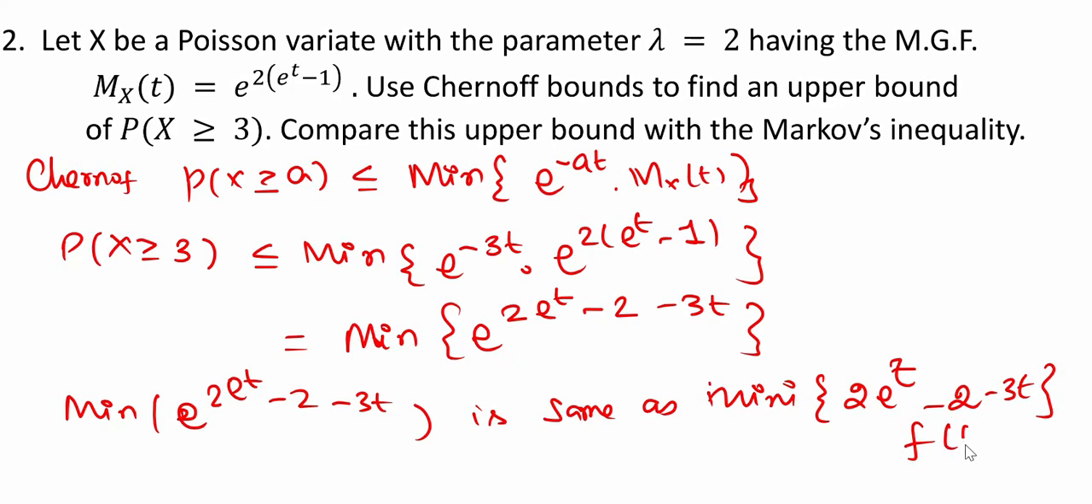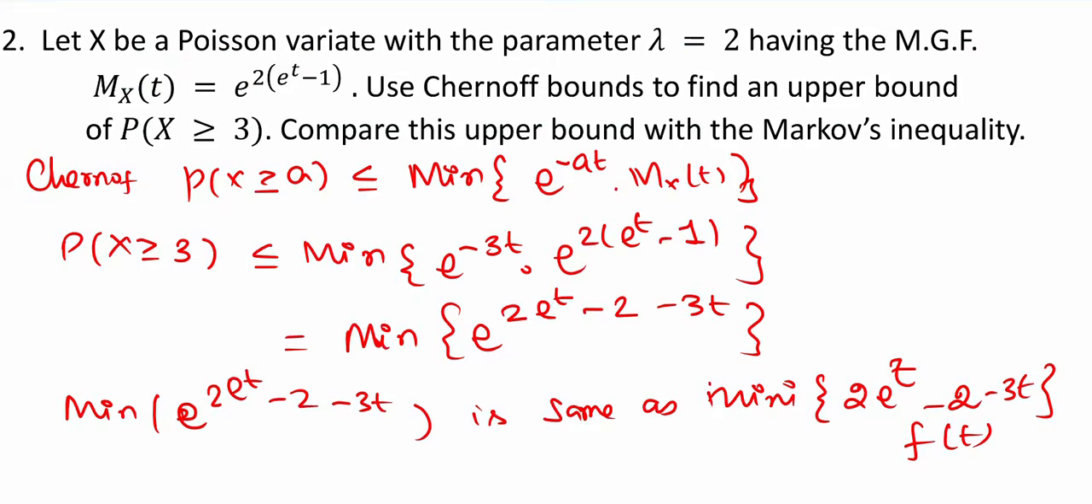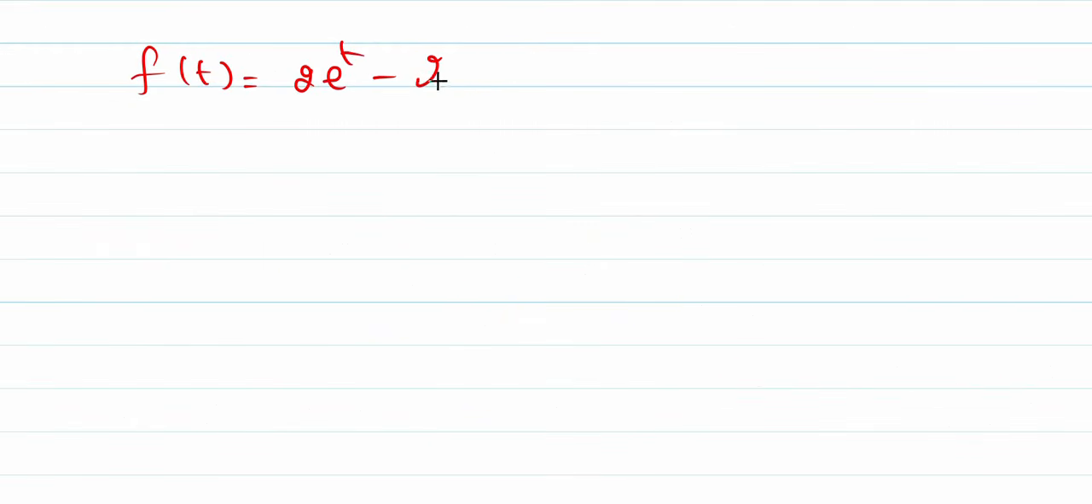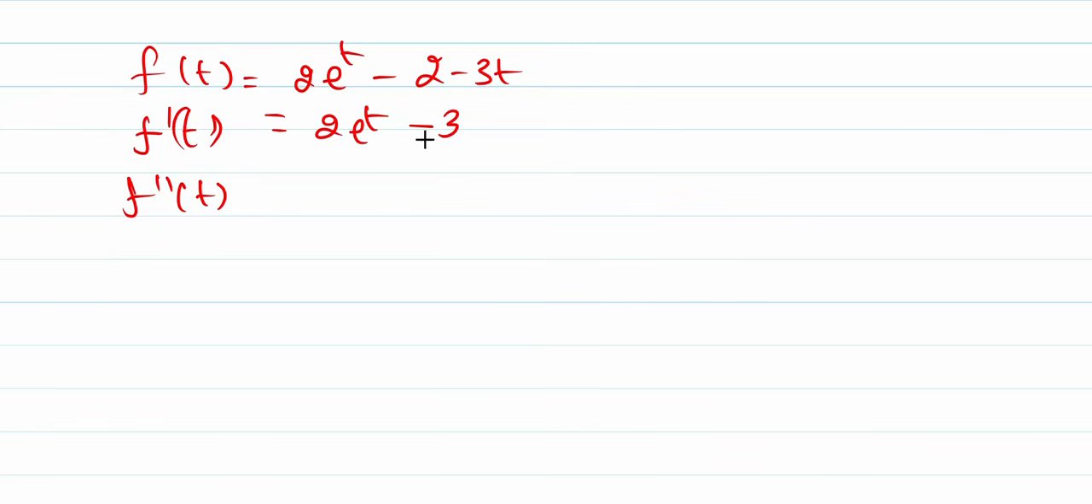So let us take this to be our function f of t, in which case our f of t is 2 e power t minus 2 minus 3t. We will have to show that it is minimum. So we need the first derivative as well as the second derivative. 2 e power t on differentiation is 2 e power t, minus 2 gives 0, and minus 3t gives me minus 3. Second derivative is 2 e power t and this will become 0.